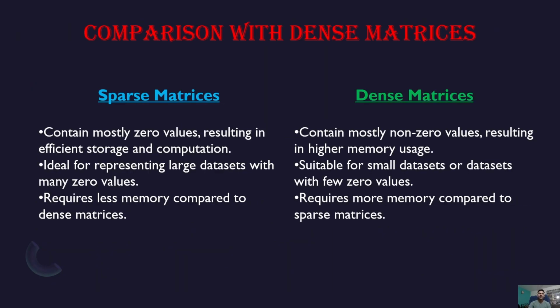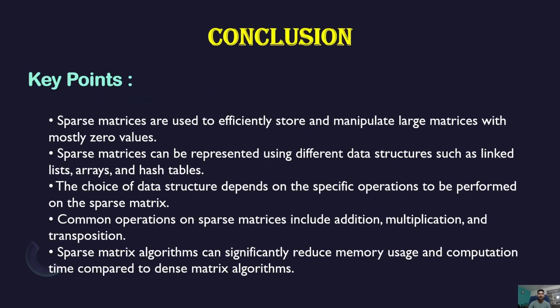Comparison with dense matrix. Sparse matrix and dense matrix. Sparse matrices contain mostly zero values, resulting in efficient storage and computation. Ideal for representing large datasets with many zero values. Requires less memory compared to dense matrices. Dense matrices contain mostly non-zero values, resulting in higher memory usage. Suitable for small datasets or datasets with few zero values. Requires more memory compared to sparse matrices.